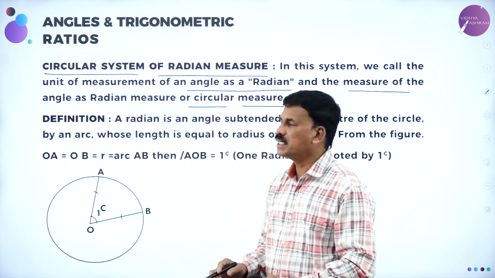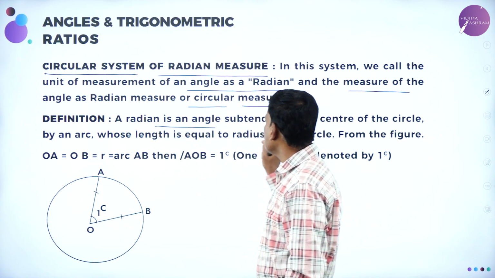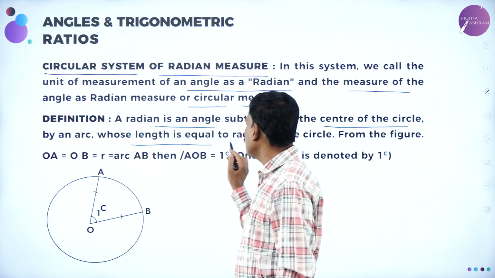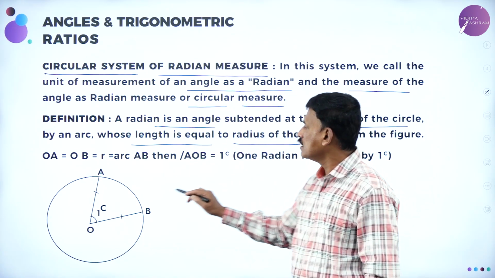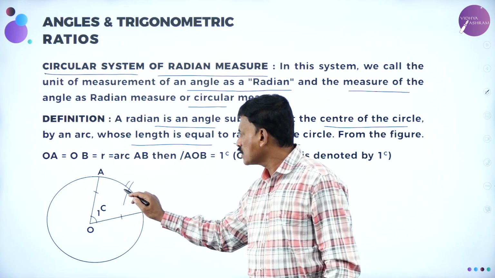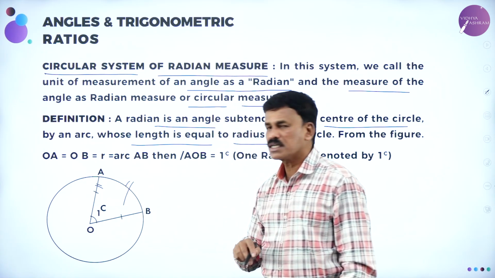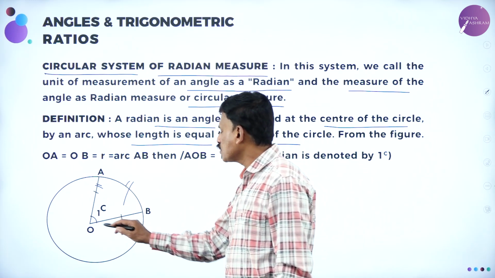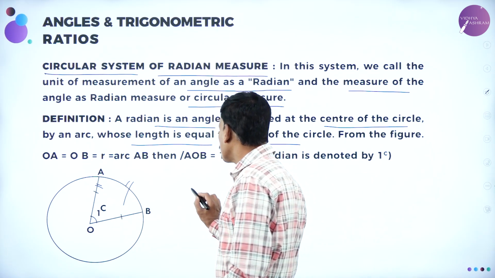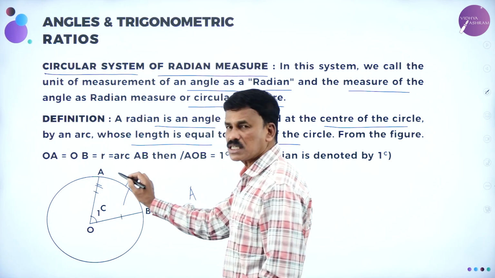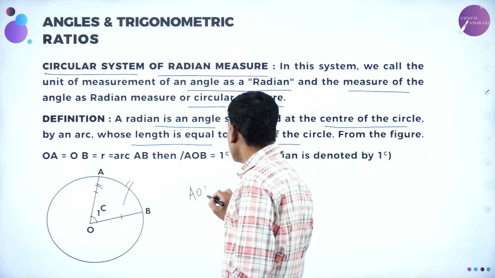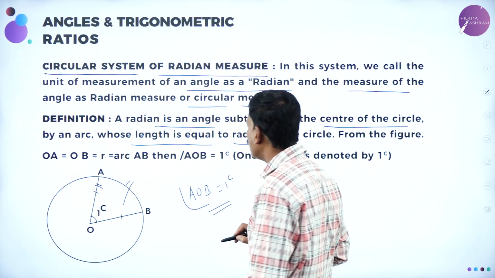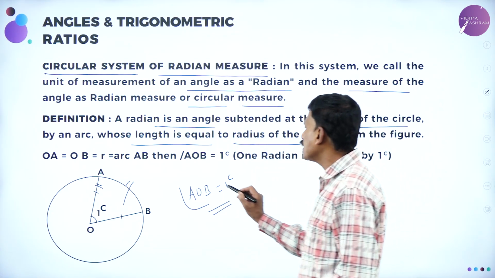Now, what is one radian here? A radian is an angle subtended at the center of the circle by an arc whose length is equal to the radius of the circle. If the length of the arc is equal to the length of the radius, then an angle is said to be generated. That angle is equal to 1 radian or 1 circular measure. So, here angle AOB is equal to 1C, 1 circular measure.